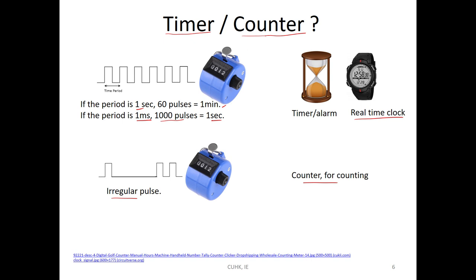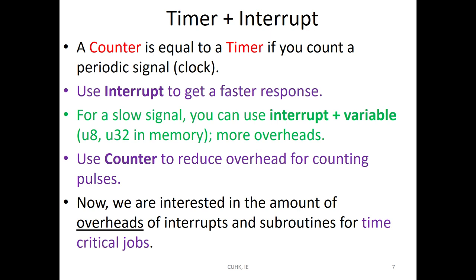A timer or counter in a microprocessor is hardware, so I would say it is expensive. If the signal you count is slow, then you should not use a timer, okay? Now, timer and counter depend on the function. You can count periodic or irregular pulses. Then a timer will normally be combined with an interrupt, to get a fast response.